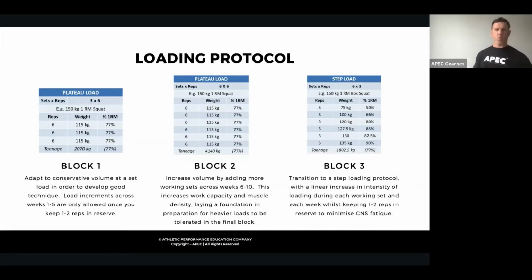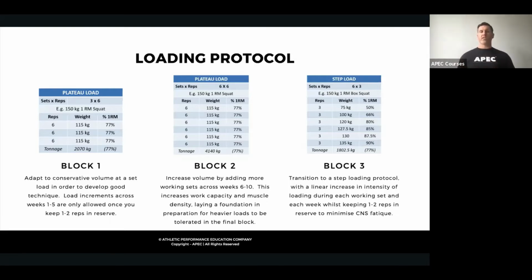So if we look at block 1, what are we trying to achieve during block 1? We want to adapt to conservative volume at a set load in order to develop good technique. Loading increments across week 1 to 5 are only allowed once you keep 1 to 2 reps in reserve. So we do what's called a plateau load, where we ask the athlete or the client to perform the same reps and the same load lifted for all of the prescribed sets. Okay, that's what we're doing in block 1.